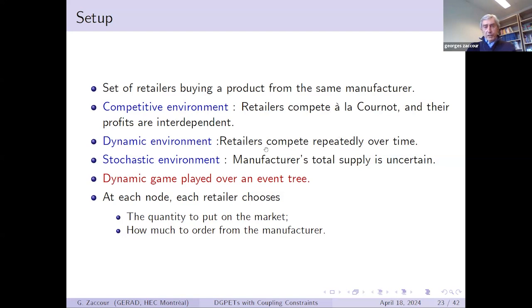And we have one stochastic feature in the model, namely that the total supply of the manufacturer is uncertain. Okay, so these are the main elements. I hope that by now you are convinced that when you have a setup like this one, a dynamic game played over an event tree can be the right model. So here what we are going to have is that at each node, each retailer will be choosing the quantity to put on the market and how much to order from the manufacturer. So these are the strategic variables.